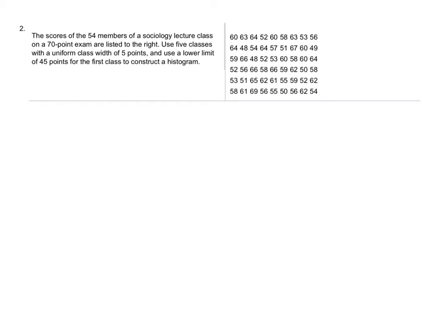Before we create a histogram, we need to first construct a frequency table. So I have 2 columns to my frequency table. My first column is going to represent the class limits. And that's because I'm told that I have 5 classes, which means I'm going to have 5 groups of data, and that each class width is 5 points. So that means the number of values from one point to another within my group is 5.